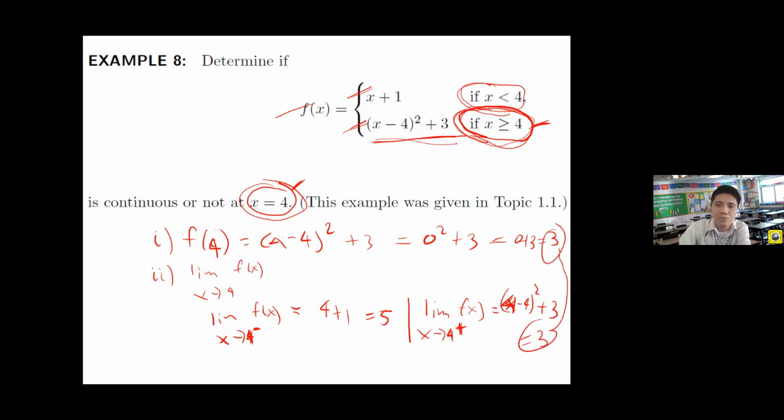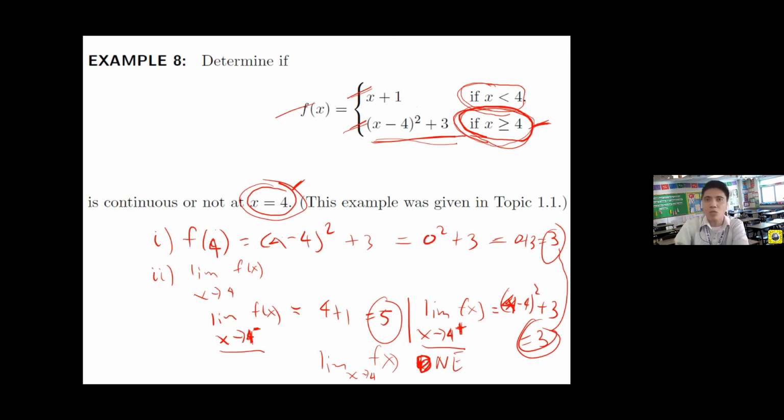So 3. So what can you say karon? Ang limit from the left is 5. Ang limit from the right is 3. So what can you conclude sa limit of f of x as x approaches to 4? Since dili sila pareha, then we can conclude that the limit does not exist. So meaning, wala tayong nakuha nga value. So meaning, ang second condition fails. Wala na satisfy sa second condition.